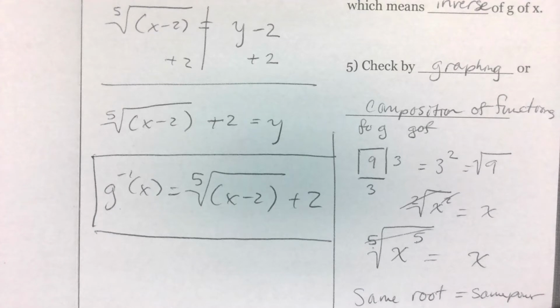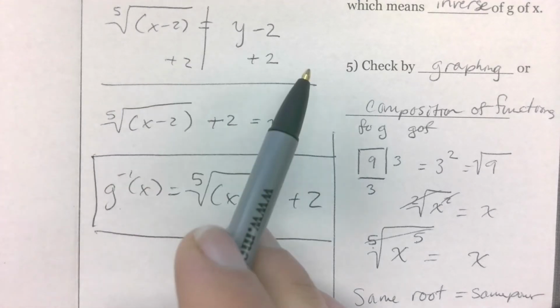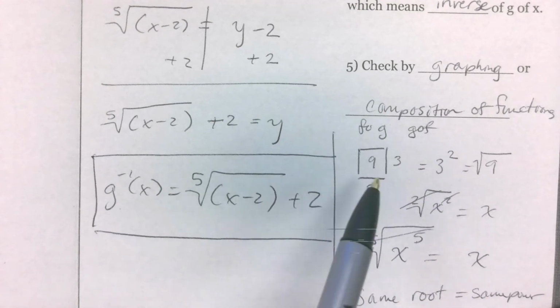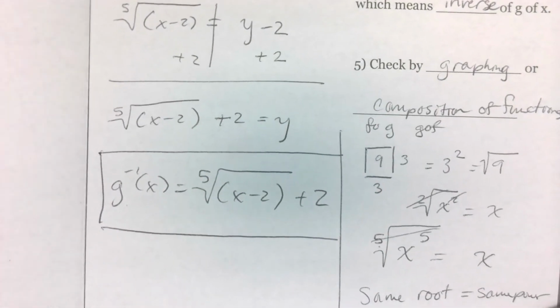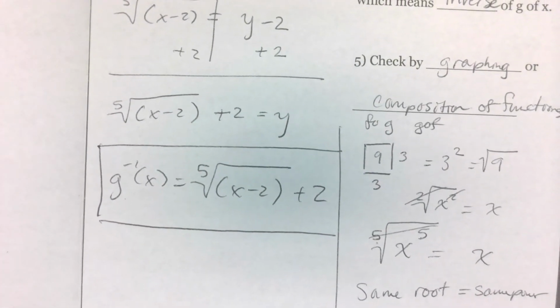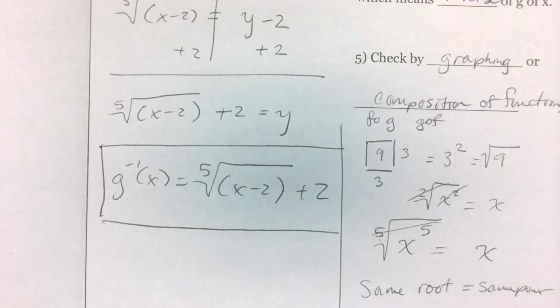What does that say on number 5, check by? Graphing or composition of functions, f of g and g of f. Are we ready now? Go ahead and open.